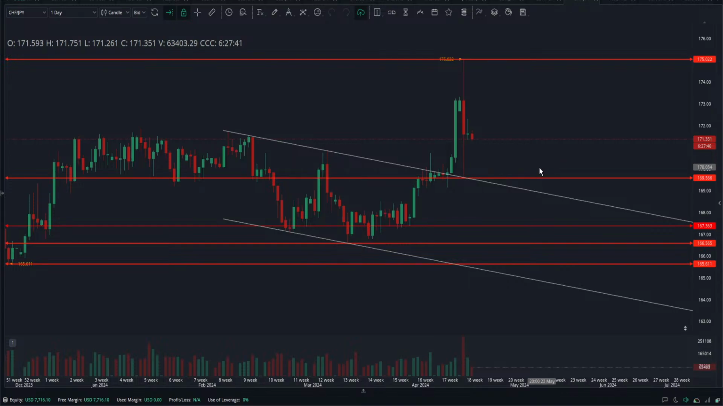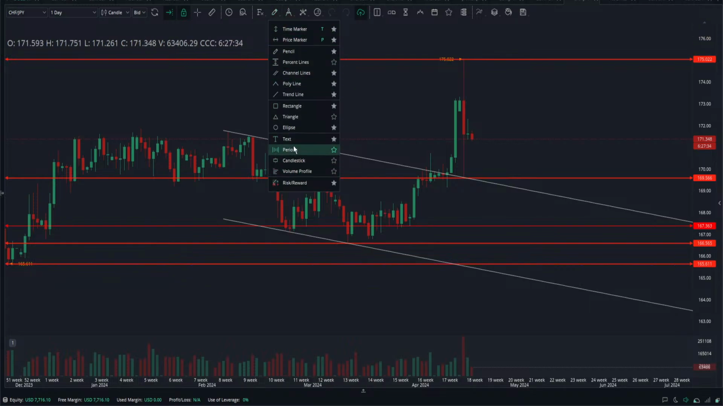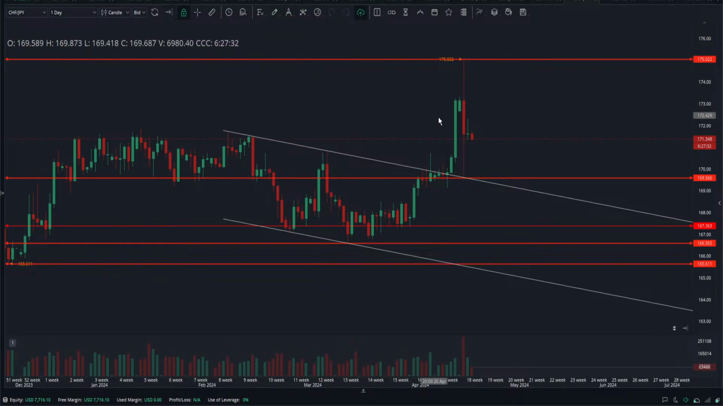CHF JPY, we are bearish on this one for a long time, but this price action has put us in a situation where there's a big question mark on our head. So we don't know what is to be done with this market. So I will say stay away from this one. This is dangerous, and if something is dangerous, just stay away.